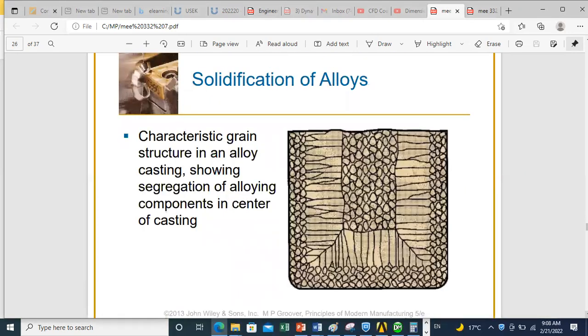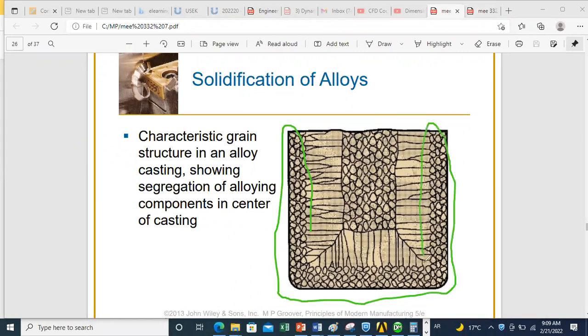Now, concerning the behavior of solidification of alloys, it's a little bit different from the solidification of pure metals. It's true that there is a common behavior near the walls. And also you observe, when we are a little bit far from the wall, the columnar grains, columnar parts. However, at the center, again, you see formation of grains.